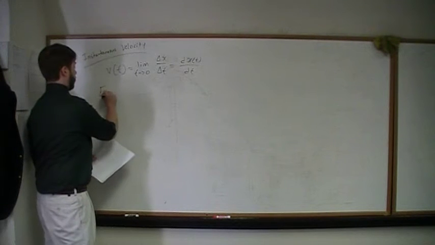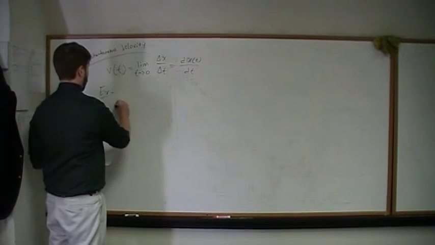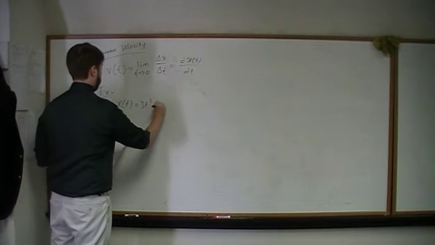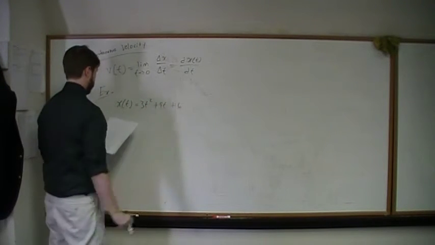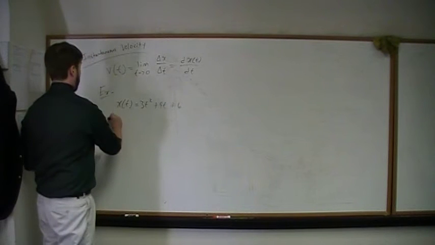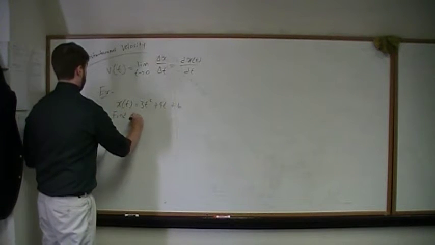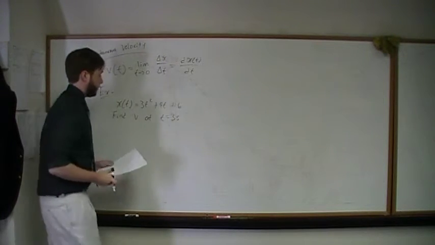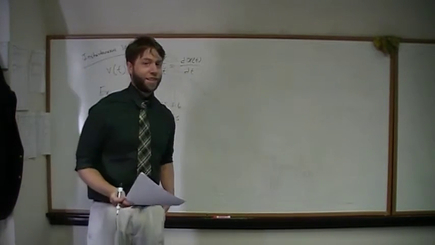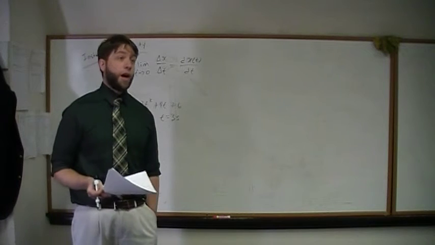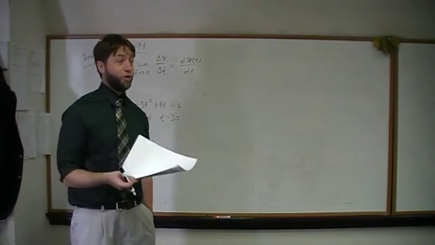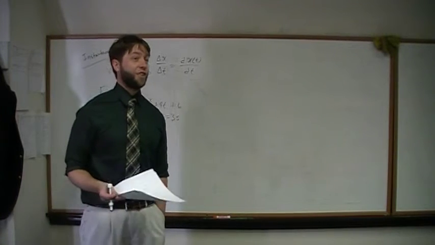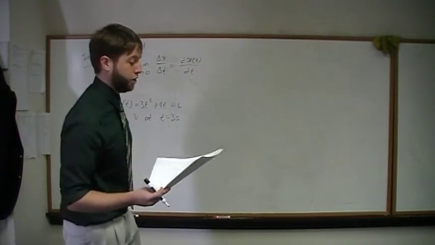Let's say our first example is x of t is equal to 3t squared plus 4t plus 6. Okay? And we want to find the velocity at t equals 3 seconds. Find the velocity at t equals 3 seconds. Now, you can pause the video right now and do this for yourself. I'm going to continue going here, but this is actually a good example. You should feel confident to do this.